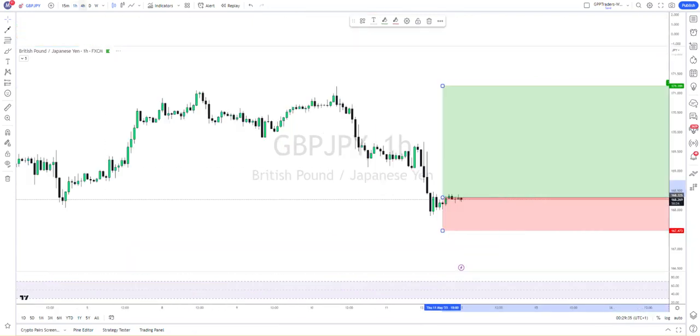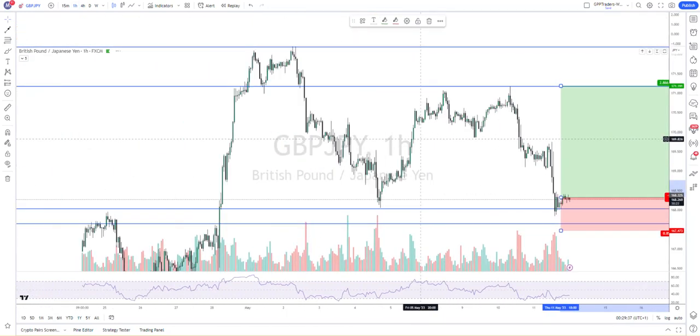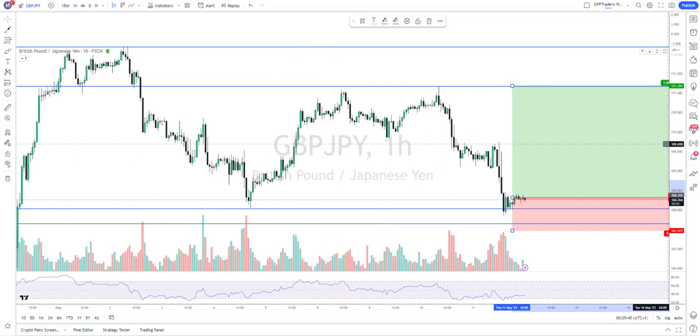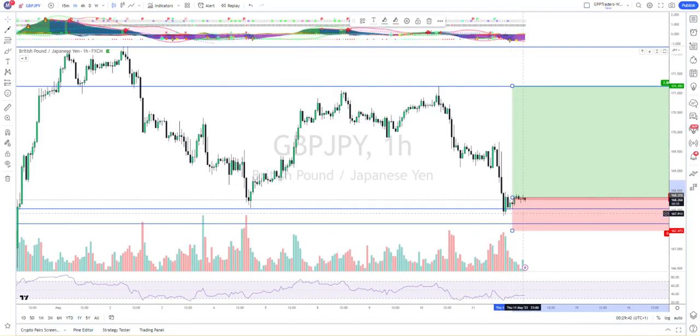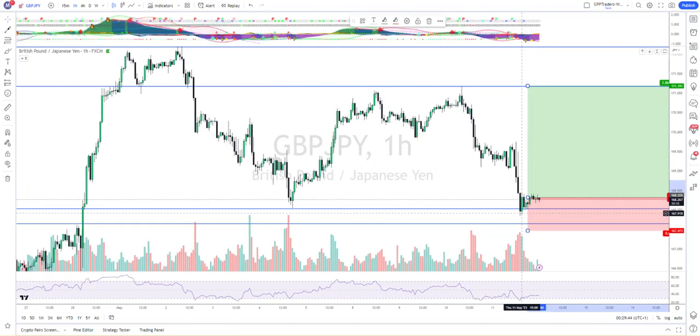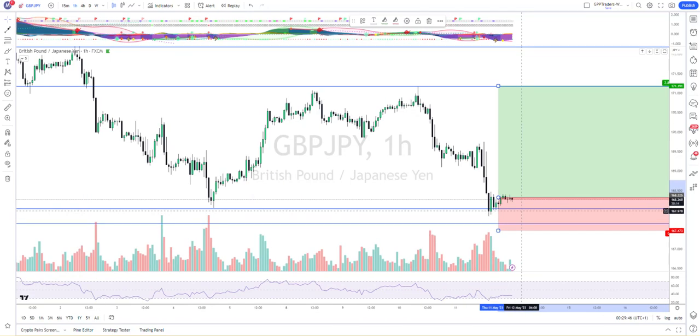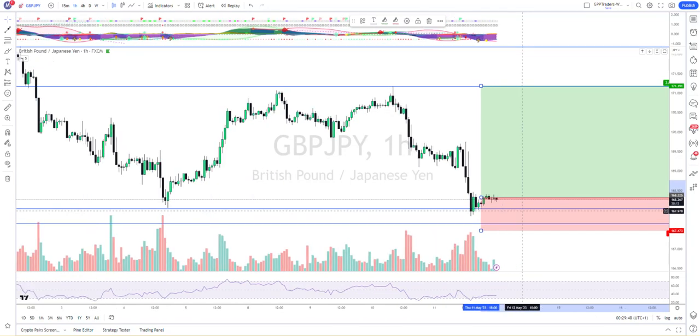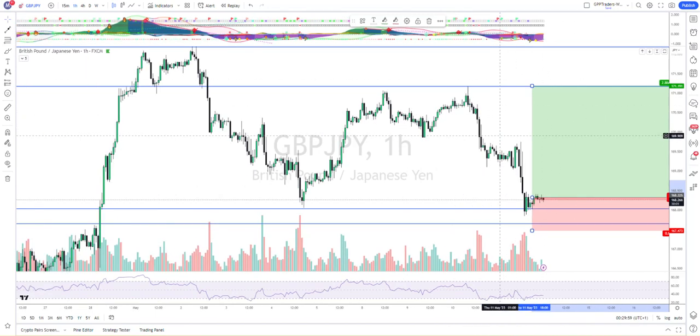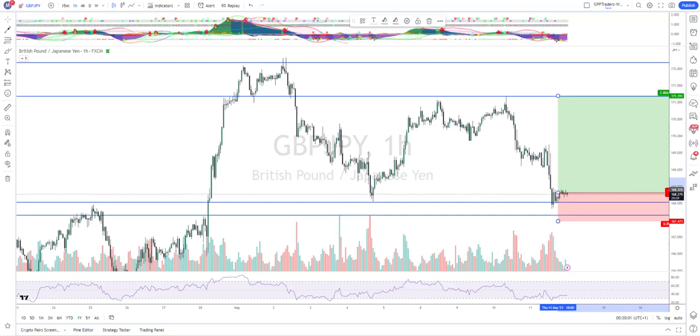Let's quickly look at the 1 hour just to have more detail on the charts, and you can see it's very much the same setup there, just with a little bit more detail with the smaller candles. We are anticipating price to recapture this liquidity area here, and then break up and continue breaking up to our target zone.